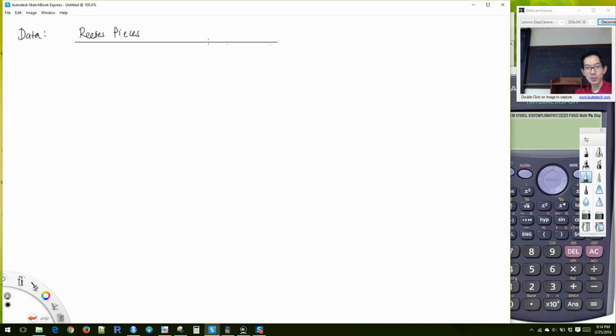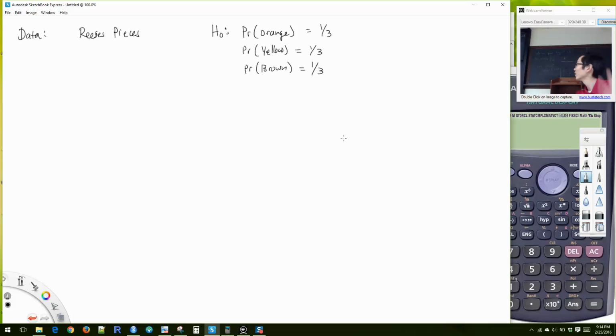All right, so with Reese's Pieces, we're going to say our null hypothesis is that they come in orange, yellow, and brown. And I don't know, do they appear in equal proportions? No. All right, under our null hypothesis, they do. When we gather data, maybe we find something different. So this is our null hypothesis, and our alternative would be what?